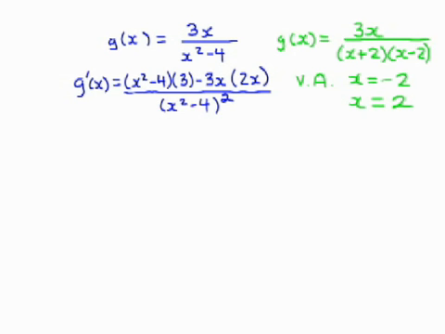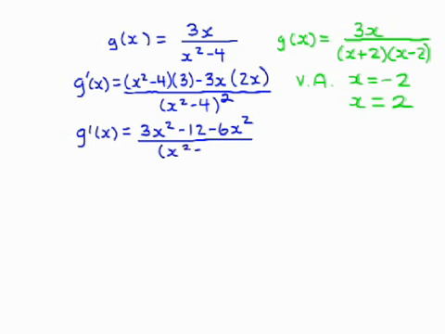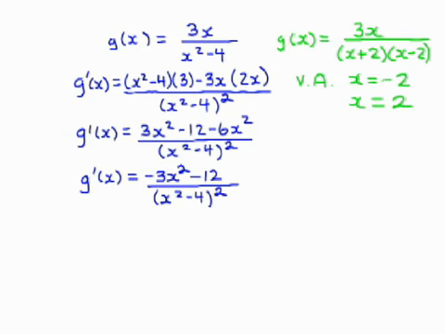In the next step, all I've done is expanded the terms in the numerator using my distributive property in the first case where I had the binomial multiplied by the monomial. So I find that g prime of x is equal to, in the numerator, 3x squared minus 12 minus 6x squared, and that's all being divided by x squared minus 4, where that x squared minus 4 is all squared. Combine my like terms in my next line, and so now I have my first derivative in the most simplified form.